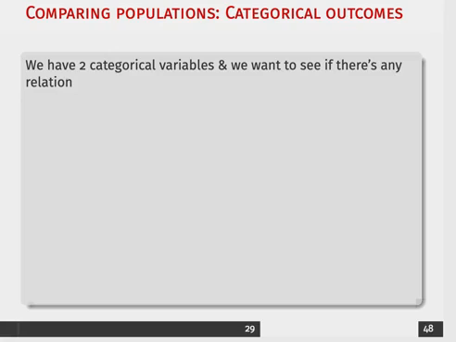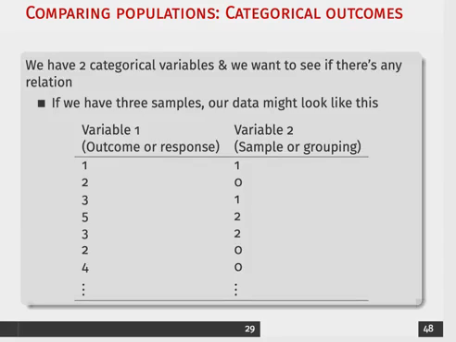To begin, let's just think of an example where we may be comparing two different groups and we have two different categorical variables that we want to measure the relationship between. Now, we, again, may have three different samples, so our data may look like this, where our variable 2, our explanatory variable, is 0, 1, 2, and we may have some outcome response. We'll just say there are 5 different categories, so 1, 2, 3, 4, 5.